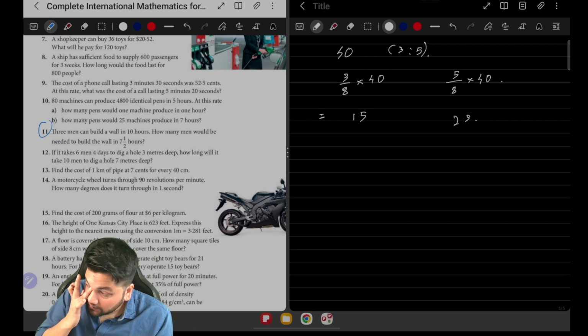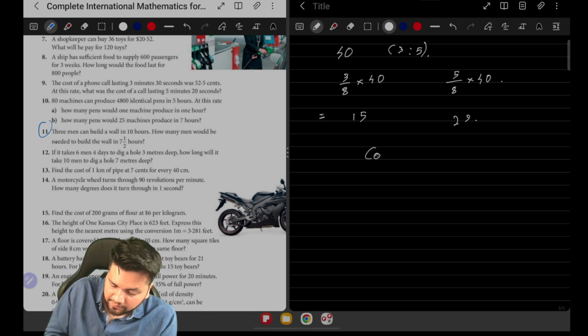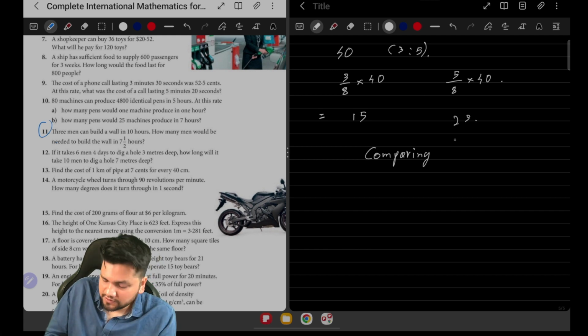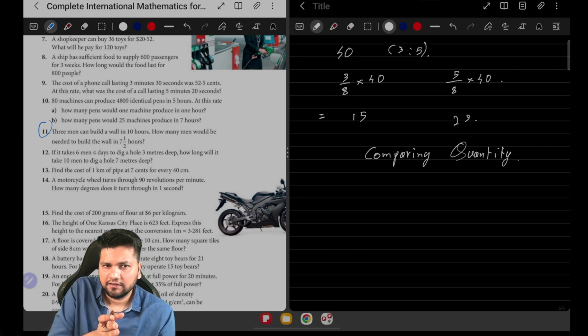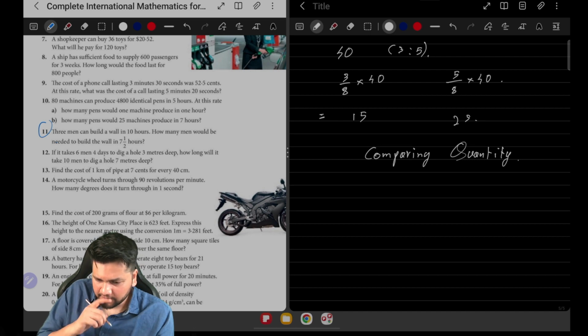So for example, we will always use something called comparing quantities. We are going to use this for percentage as well. It's a very important thing, so pay attention carefully. Here we are trying to make these things into a comparison. Let me consider one of the questions, a very easy question.